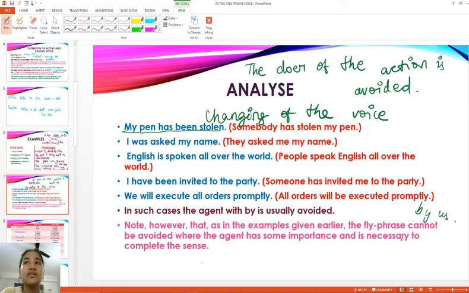I have been invited to the party. Somebody has invited me to the party. So here you see, "I have been invited to the party by them" is not mentioned. "English is spoken all over the world by the people" is not mentioned either. But here we have to add something, right? It's not possible to write without adding some subject over there. So while writing we add it. It's our choice. We can add somebody, he, she. Basically we have to decide on that basis. My pen has been stolen, but it's better to write somebody because we are not sure who has stolen it. So somebody, we don't know.